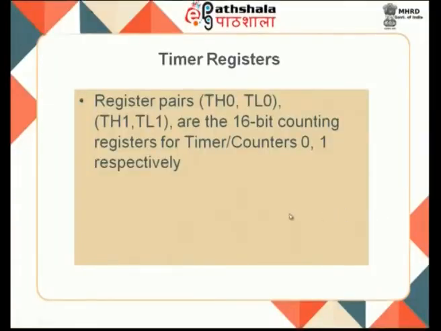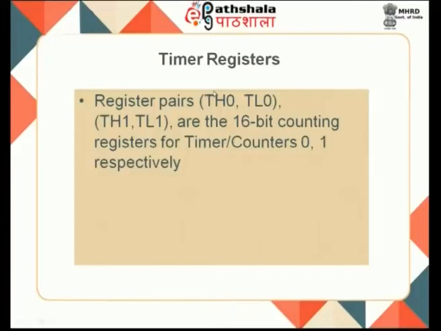So, when you are looking at your timer registers, we have 2 registers combined together, TH0 and TL0. This is actually a timer register where TH0 and TL0 combine together to make timer 0, and TH1 and TL1 combine together to make timer 1. So, these are 16-bit counting registers for your timer, or they can be used as a counter. So, we have either 2 timers or 2 counters using these 2 sets of registers.